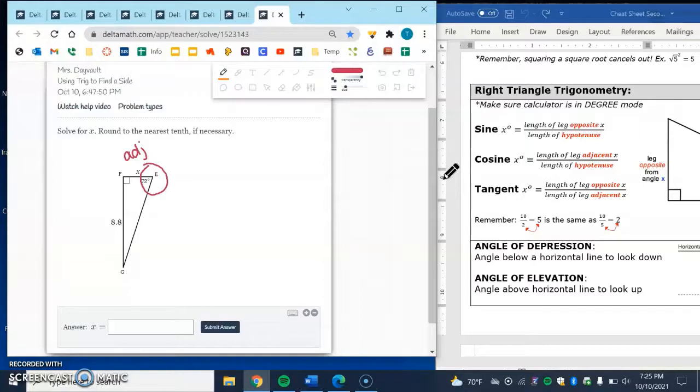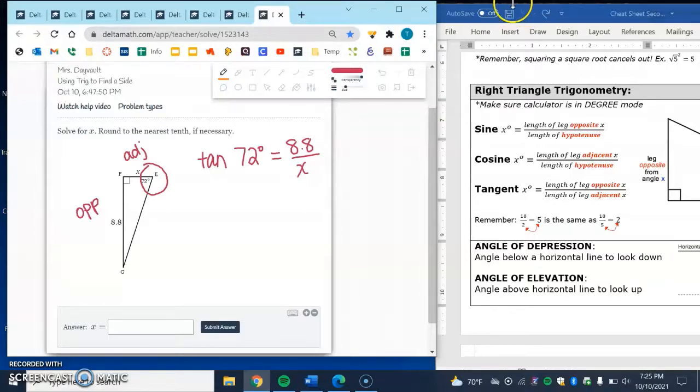8.8, is that the hypotenuse or the opposite leg? That is the opposite leg from our reference angle. All right, which one of these ratios involves adjacent and opposite? Again, that's going to be tangent. So I'm going to put the tangent ratio for 72 degrees, okay, opposite over adjacent. So how would I set that up? I would do 8.8 over x.